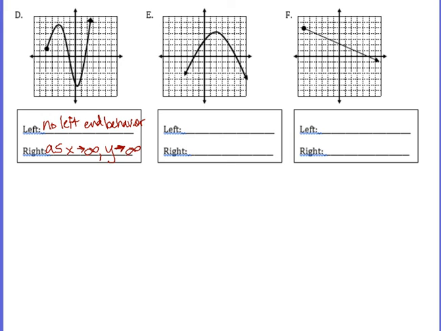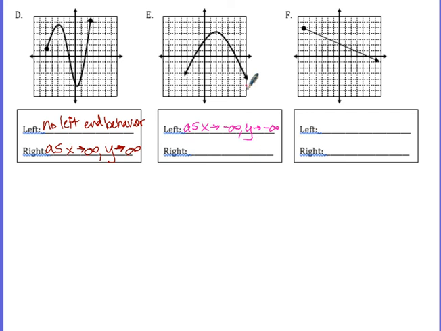All right, let's take a look at E. What's happening on the left end? Well, as x goes to negative infinity on the left-hand side, as it goes to the far reaches of the left end of the x-axis, the function is going down, down, down. So as x goes to negative infinity, y is going to negative infinity as well.